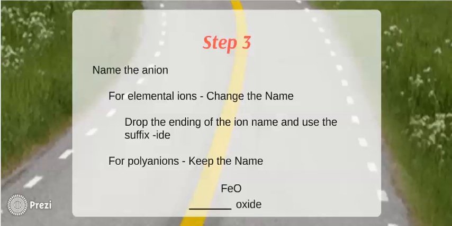So step 3 is filling in that blank. We need to name the anion. For our elemental ions, we're going to need to change the name. So when we have just a monatomic ion, we drop the ending of the ion, and we change the suffix to "ide." For a polyatomic anion, you're going to keep the name. So phosphate, nitrate, hydroxide, sulfate, and carbonate get to keep their names. In this case, with FeO, that O is monatomic. It's an elemental ion. So it becomes oxide.